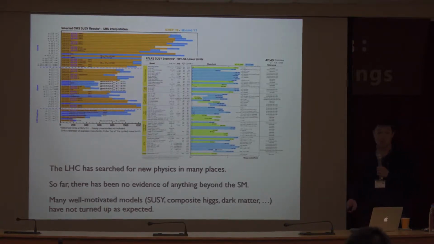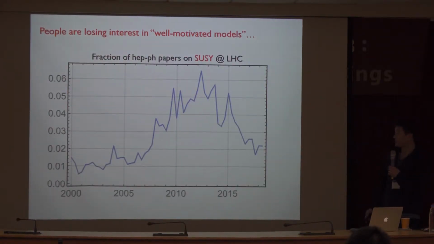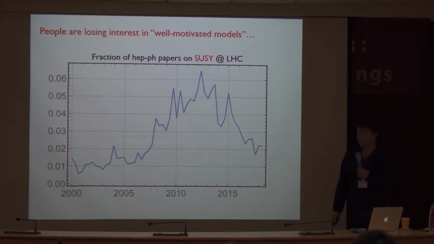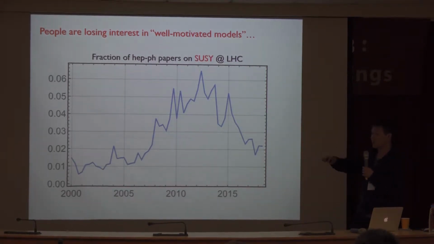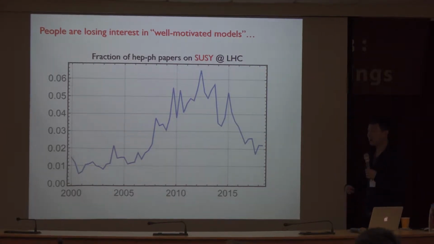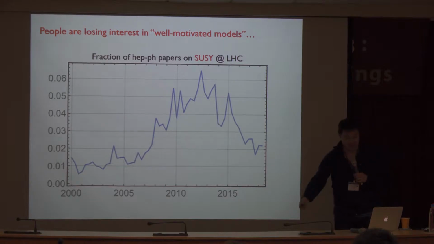And so I actually decided to quantify the level of interest people have in well-motivated models by scraping the archive for the number of FPH papers that have been written on supersymmetry and mentioning LHC in their abstracts as a function of time. And you can see that people are definitely losing interest in many well-motivated models. This is the fraction of papers, yeah. You can plot the absolute number of papers as a function of time, which is mostly constant. So people are writing roughly the same number of papers on different topics.